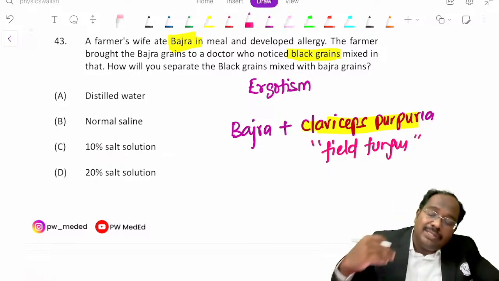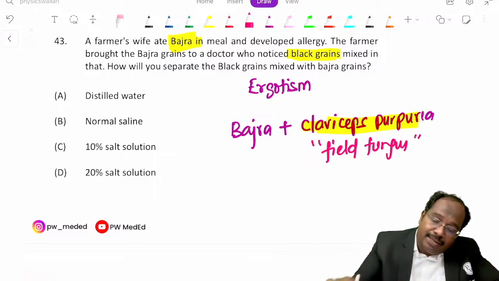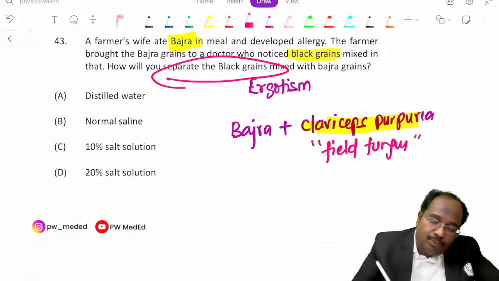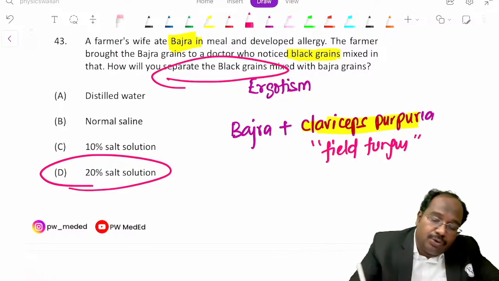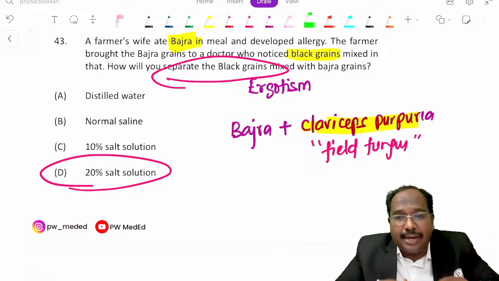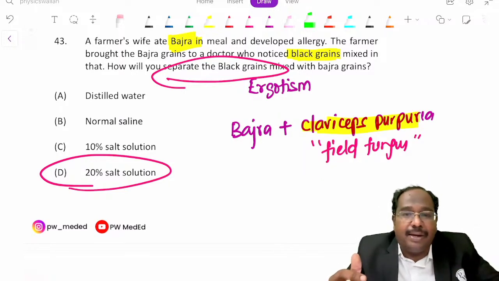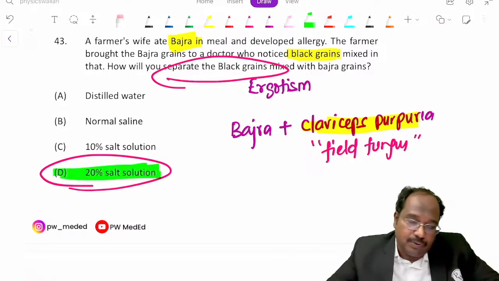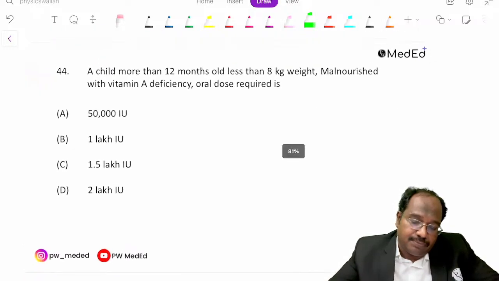Once it is infested, people consuming it may develop symptoms. The question is how these infested grains can be removed. They can be removed by floating in 20% salt solution. You put all the grains in the 20% salt, and the infested grains can be separated. Answer is 20% salt solution. Fine. We'll go to the last question, guys.